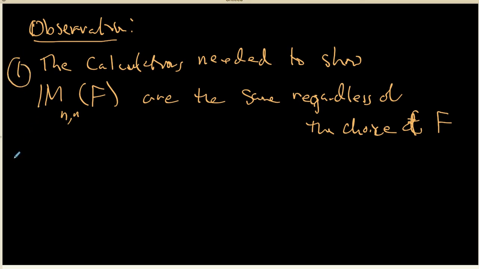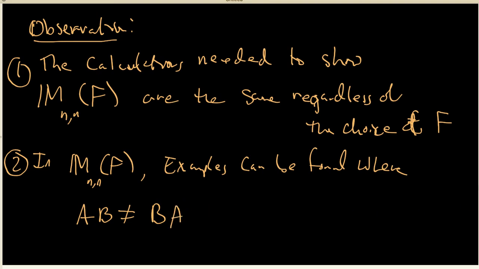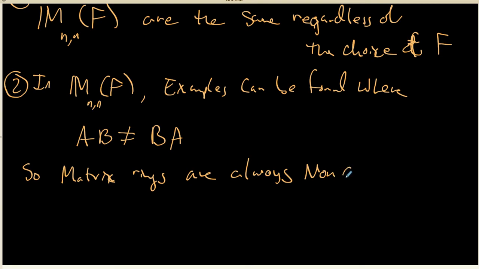The second observation is that in all of these matrix rings, you can easily show through examples that examples can be found where A times B is not equal to B times A. So these matrix rings are always non-commutative.